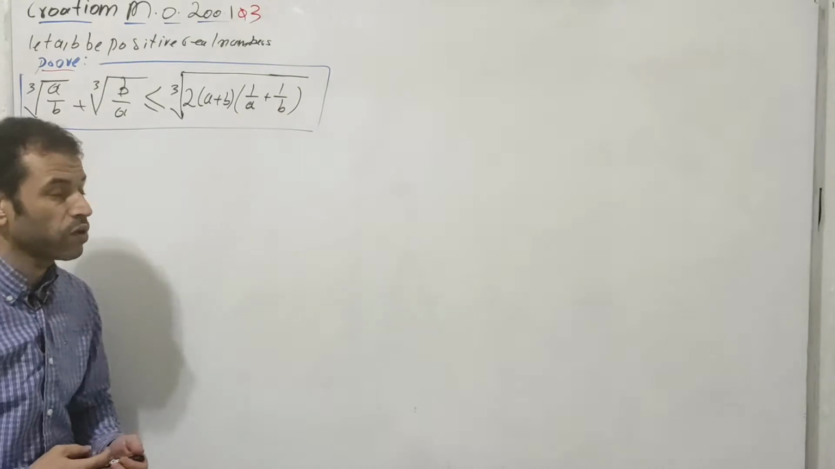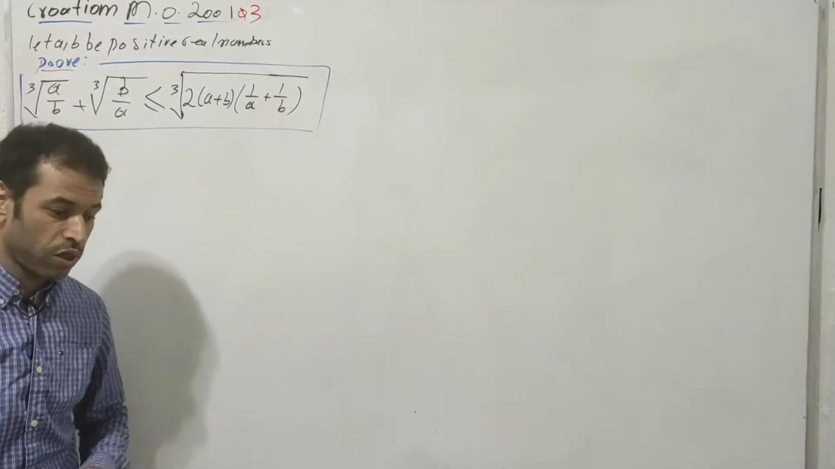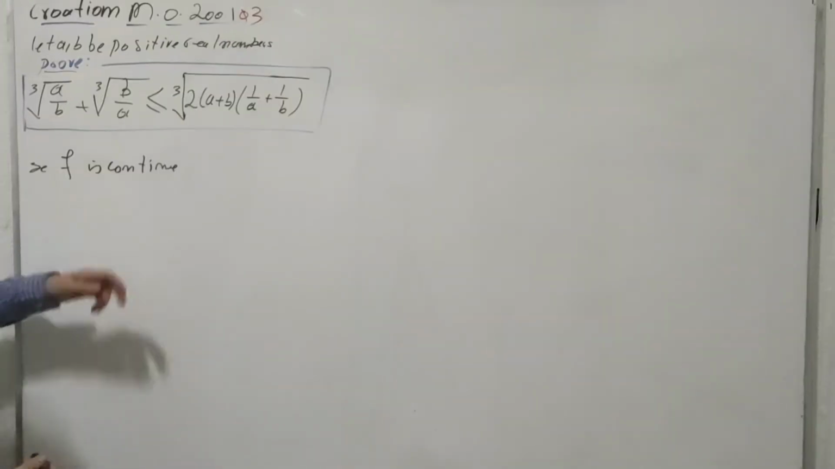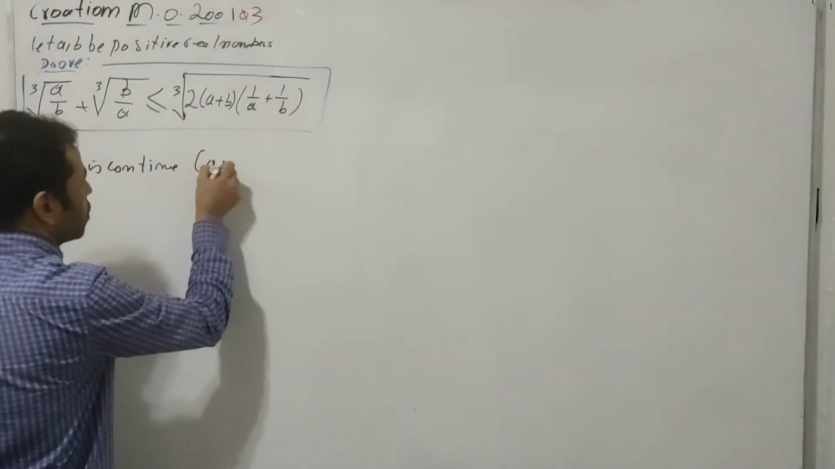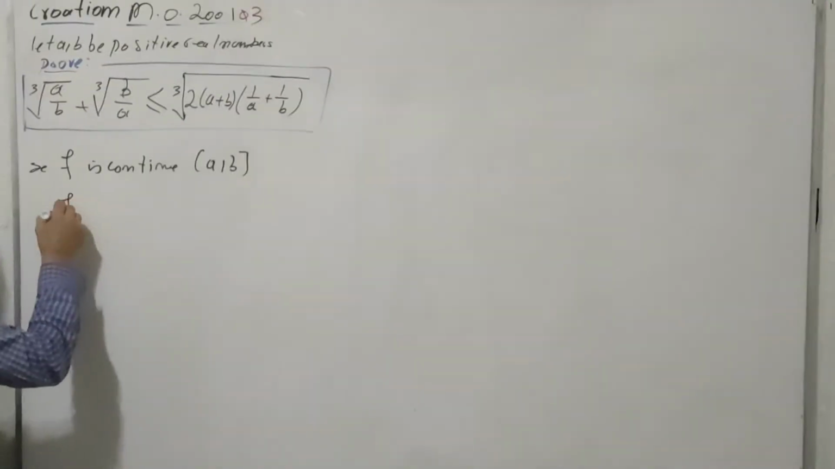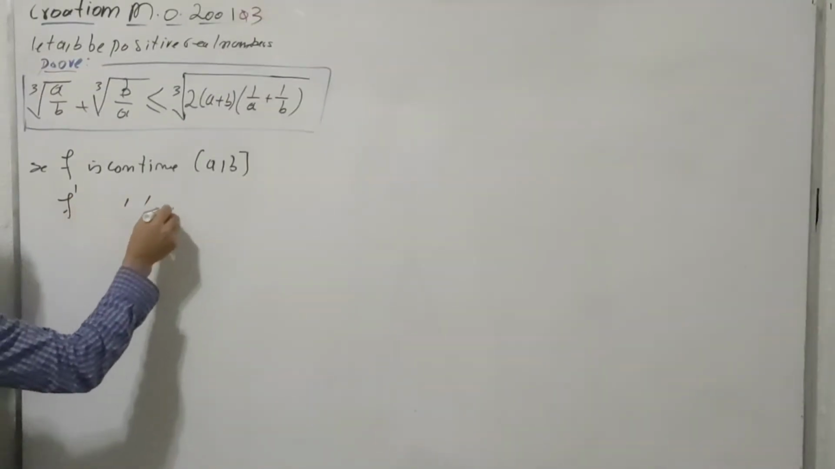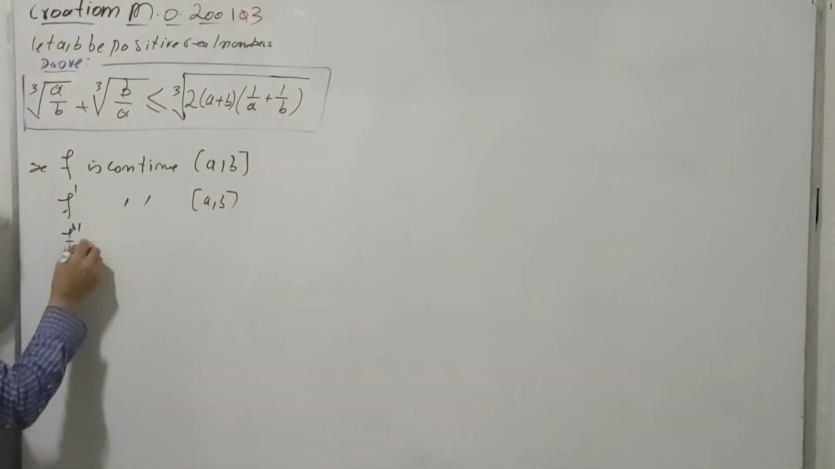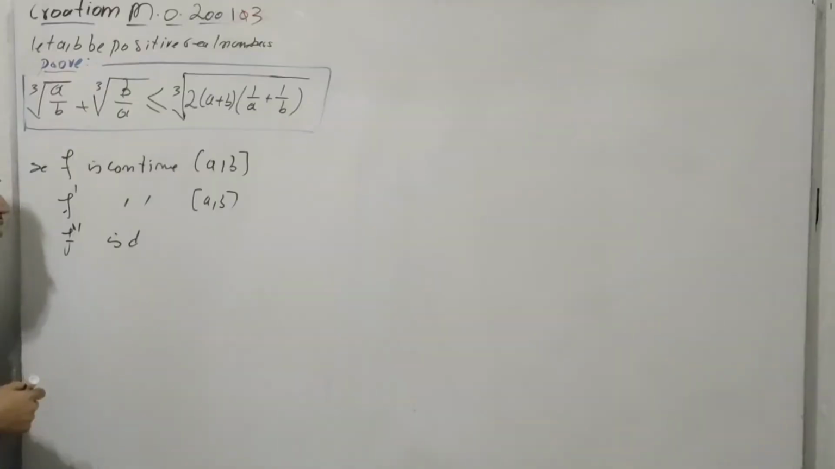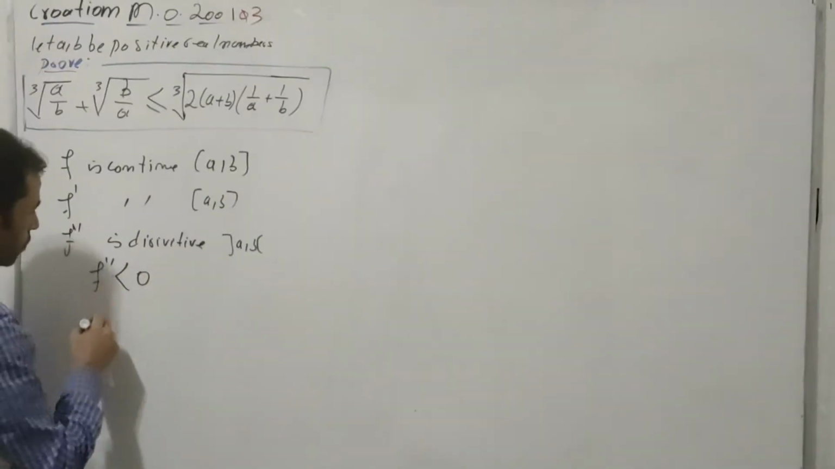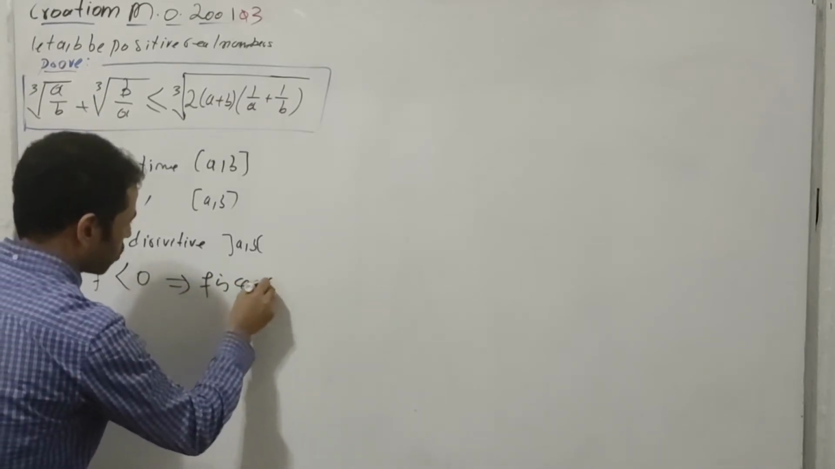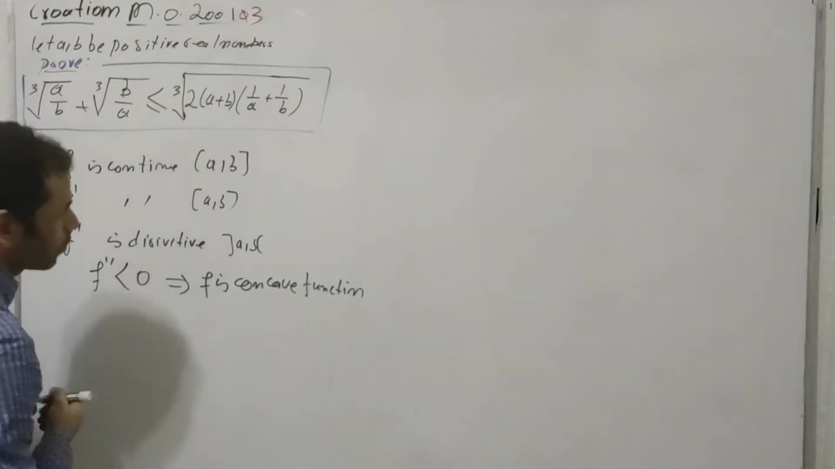Before I start solving this one, I'm going to remind you about concave and convex functions. If f is a continuous function on an interval, and f prime is continuous as well on the interval [a, b], and the second derivative exists on the open interval, then if the second derivative is strictly less than 0, f is called a concave function. What does a concave function mean?